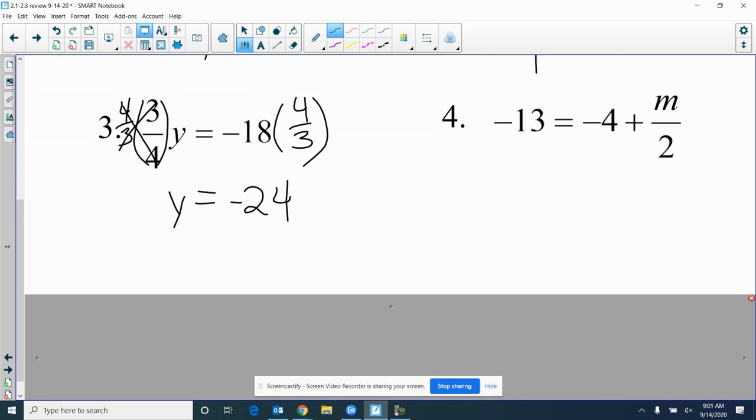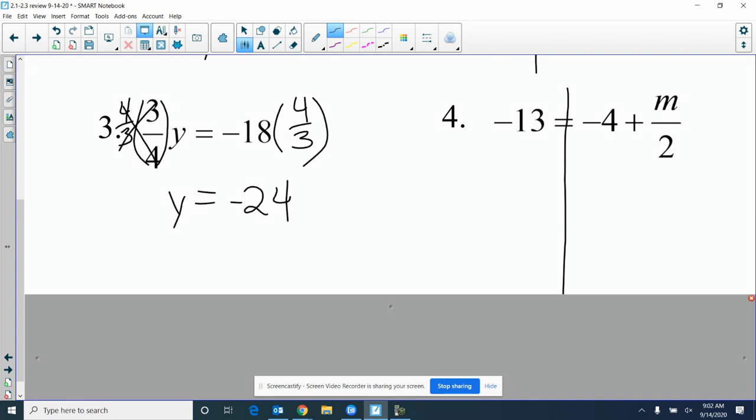All right, number 4 here. Now we get into a 2-step equation. So I have -13 equals -4 plus m/2. All right, who wants to walk me through this one? Christian? Come on, Christian. You'll be all right. Tell me what to do first. Flip the fraction and times. Hold on, you're getting ahead of yourself.